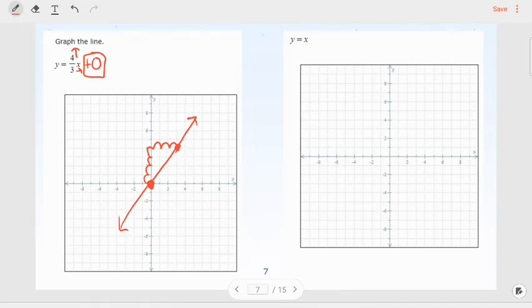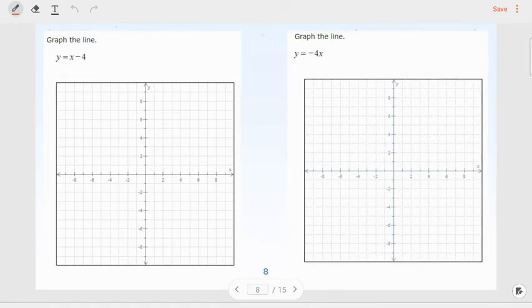Similarly, for this one, I have an imaginary +0. So I'm going to start over here at 0. And if there's no number in front of x, make sure you put a 1 and turn it into a fraction, so 1 over 1. So I'm going to count a +1 and a +1. So my slope, +1 over 1.